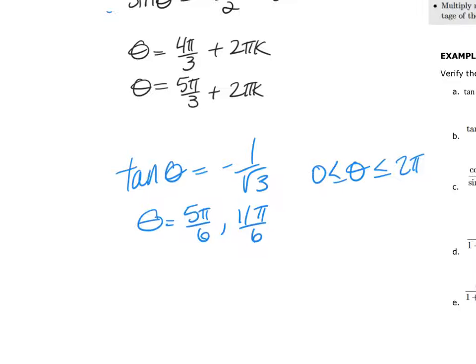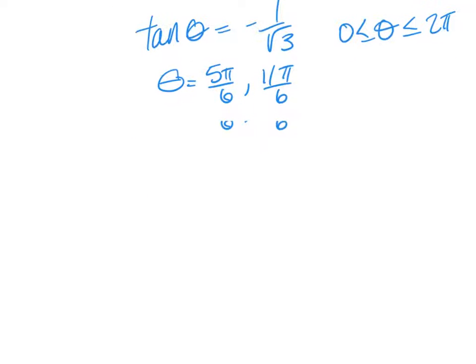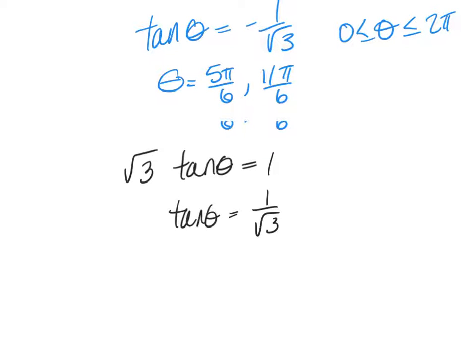Okay? So when you have something that looks like this, I know there's another one that came up like this. I had the square root of 3 times the tangent of theta is equal to 1. You're solving for the tangent of theta, so you do need to isolate the tangent of theta by dividing both sides by the square root of 3 first. So the tangent of theta is 1 over the square root of 3, and that's how you would start those. Okay? So any other questions on the homework?